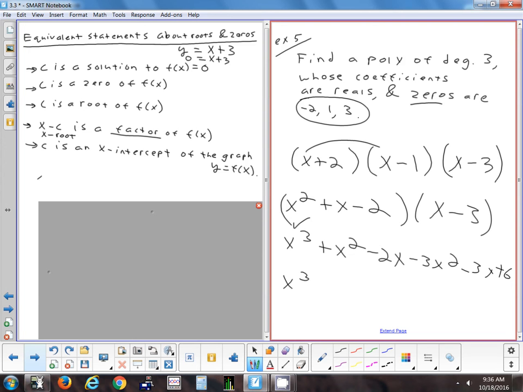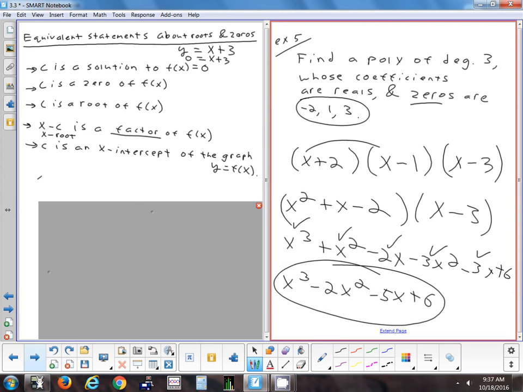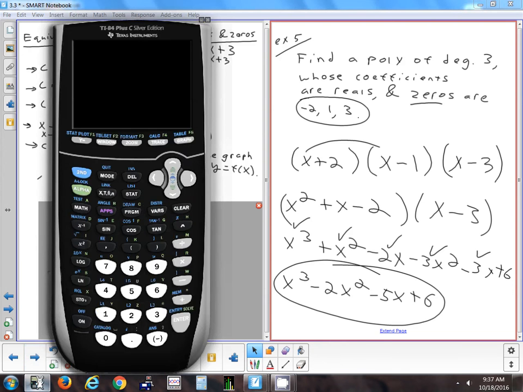So x cubed plus x squared minus 3x squared, that's a minus 2x squared. What's negative 2x minus 3x? Negative 5x plus 6. Okay, let's graph that.